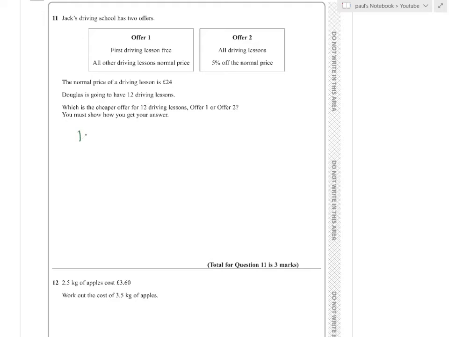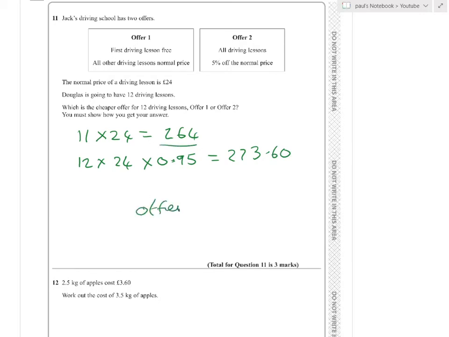12 lessons. So offer 1, you pay for 11, because the first one's free, times 24. So that's 264. Offer 2, all driving lessons are 5% off. So you've got 12 times £24, and times that by 0.95, because that takes off the 5%. So 12 times 24 times 0.95 is 273.60. So offer 1 is cheaper.